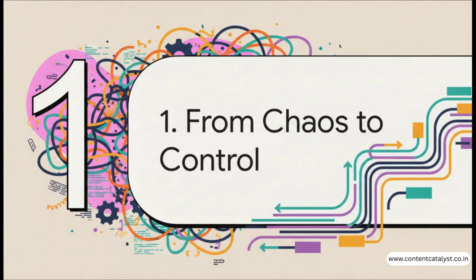So, how do we get out of this mess? We move from chaos to control, and we do that by adopting a philosophy called pipeline as code. This isn't just about running some scripts. It's about defining your entire development workflow in a way that's structured, repeatable, and version controlled.